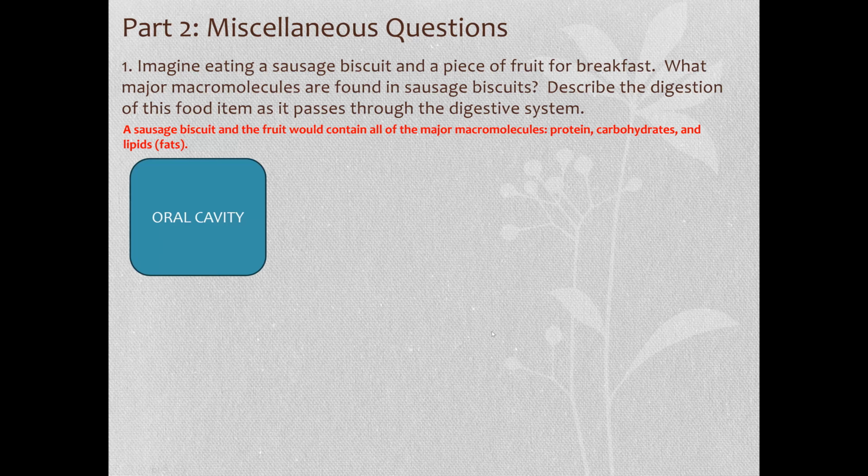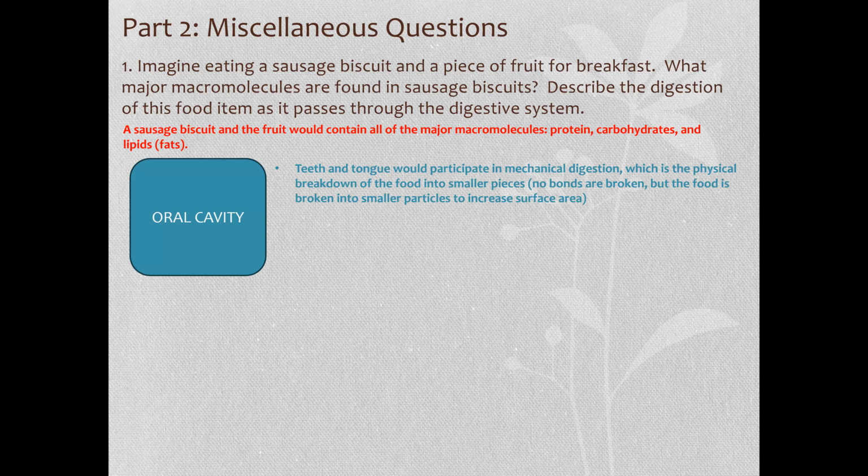So let's start in the oral cavity. You put the food in your mouth and you start chewing it. In the oral cavity, your teeth and your tongue would participate in mechanical digestion, which is the physical breakdown of the food into smaller pieces. So no chemical bonds are broken, but the food is broken down into smaller particles to increase the surface area for the enzymes to come in and break bonds.